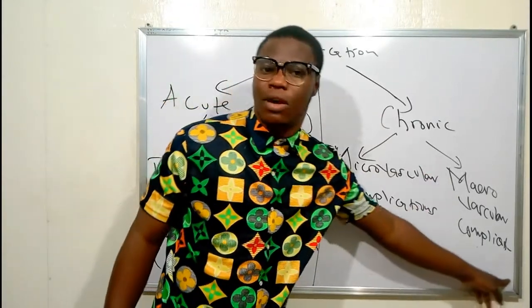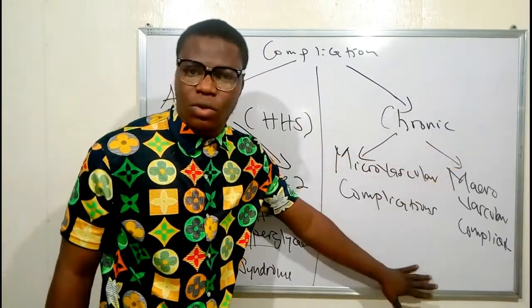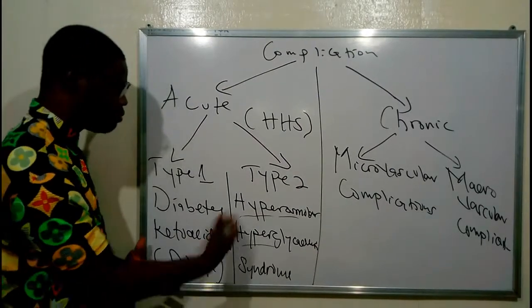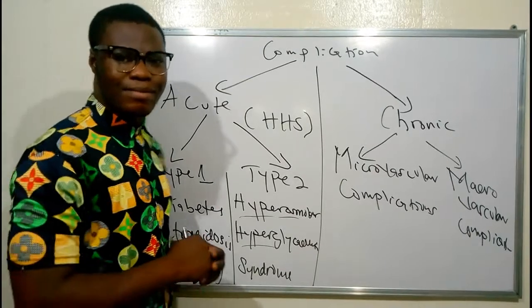Or macrovascular complications. We are going to be talking about the chronic in another video. So today we are just going to deal with diabetic ketoacidosis and hyperosmolar hyperglycemic syndrome. So stay tuned.